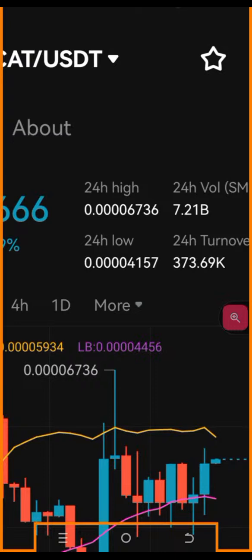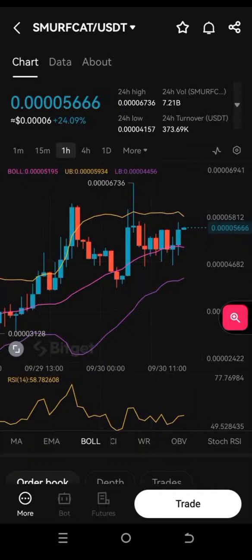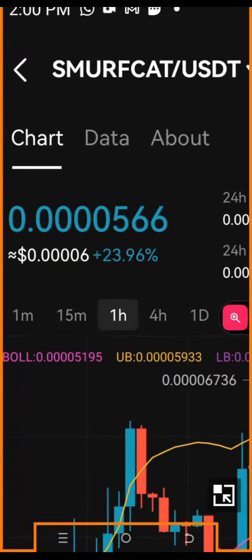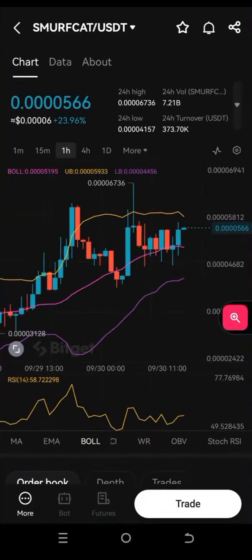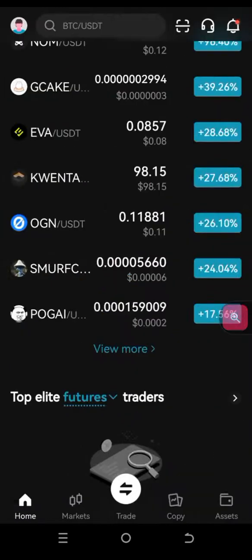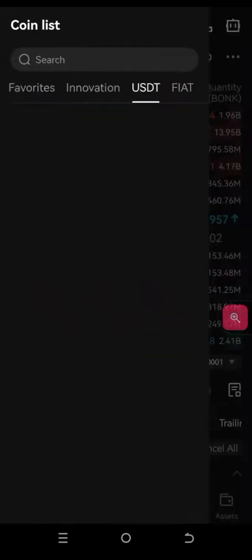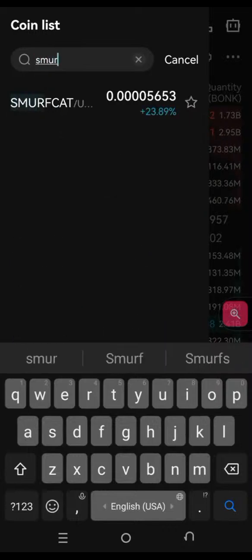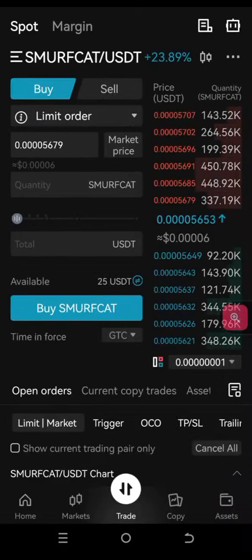So now let's go into the actual coin. So we're going to search it out. Look at the name. It's Smurfcat. Such a long name for a coin, but you can actually have any name that you so choose. So let's go ahead and check this out. We're going to search for Smurfcat. All right. So here we are.